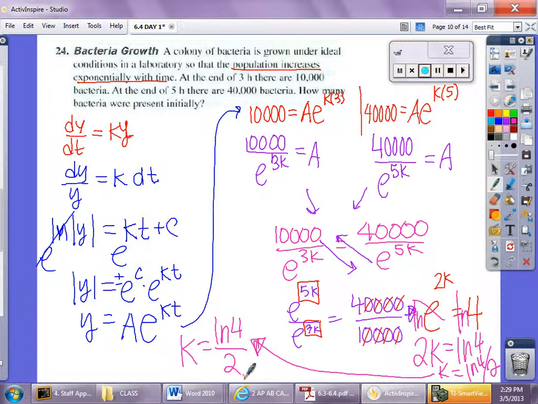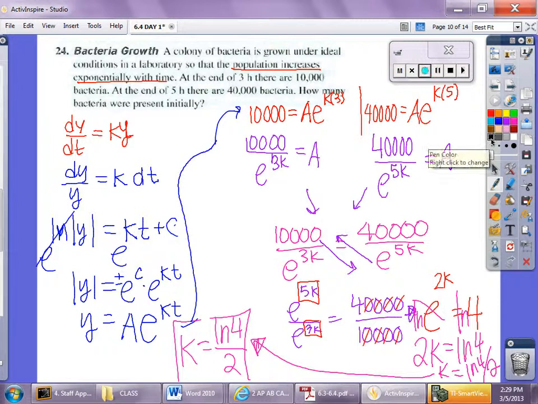Okay? So, it asked how much bacteria was initially present. So this gives us the constant that we're going to need. Let's see if I can squeeze in my work right in the middle right here. Oopsie. I'll do that in black so it shows. To find my a value, I would then have to go to another page because I don't have enough space.